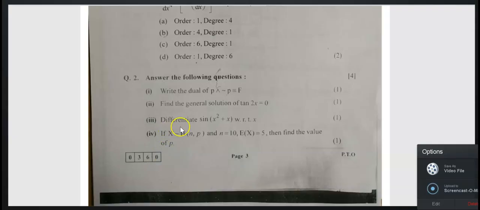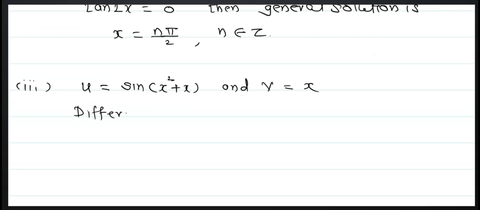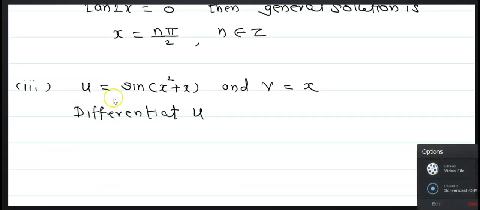Now the next question: differentiate sin(x square plus x) with respect to x. I had written here u equals and v equals. Instead of that, you can differentiate this with respect to x also. I had written it in the two-function form, u and v. It is not necessary, but okay. u equals sin(x square plus x) and v equals x.